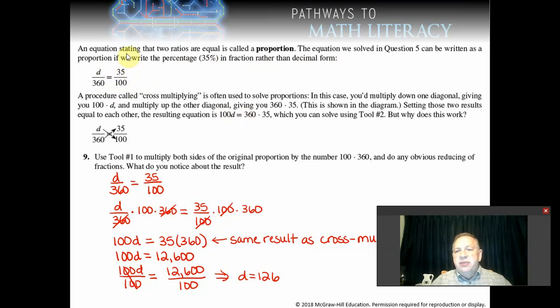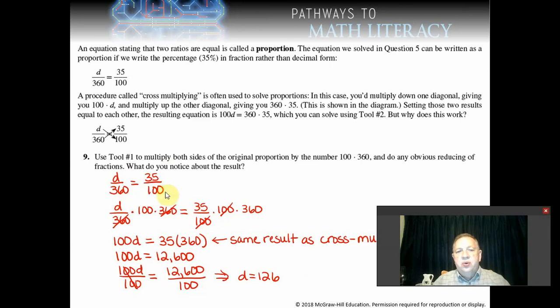So if I've got something like this, the quick way that you're going to kind of think about this is, how about if I just do a cross multiply? 100 times D is equal to 360 times 35. Okay, so that gives me this piece of it, and then I divide by the 100. So here's going to be the 100 times the D, that gives me that piece, 360 times 35. Okay, and then I'm going to divide both sides by 100 to cancel that out, and that'll give me D is equal to 126.